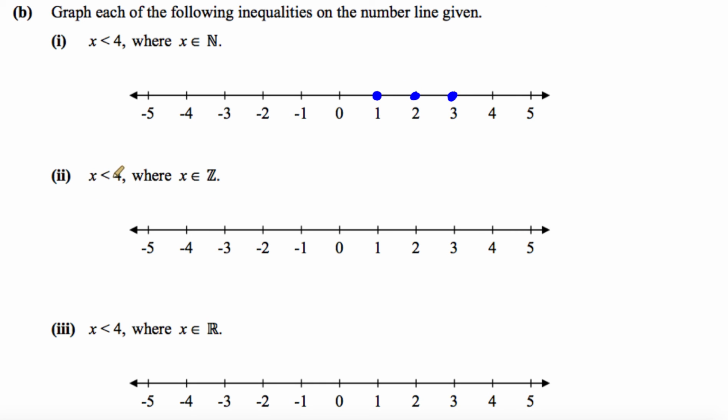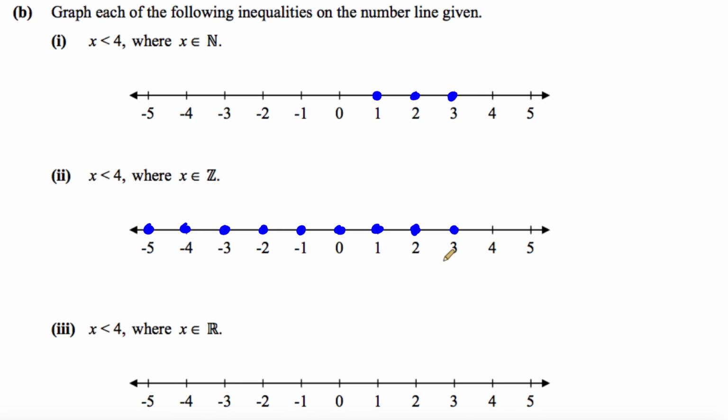Part 2 says x is less than 4 where x is an element of the set of integers. So integers are whole numbers that are positive or negative. So in this case x could be the 3, the 2, the 1, or indeed the 0 and the negatives as well. Anything that's less than 4 and a whole number. So that's the answer to part 2.